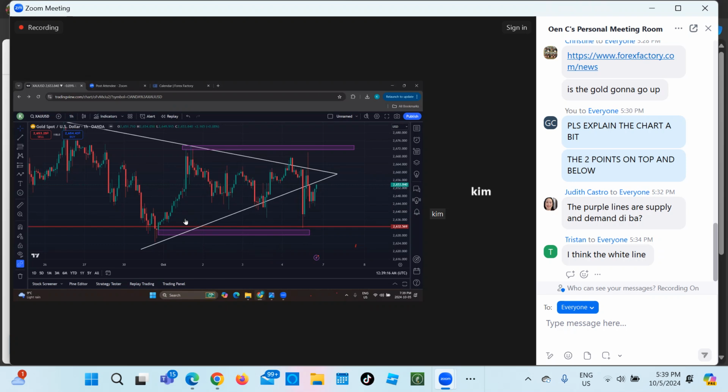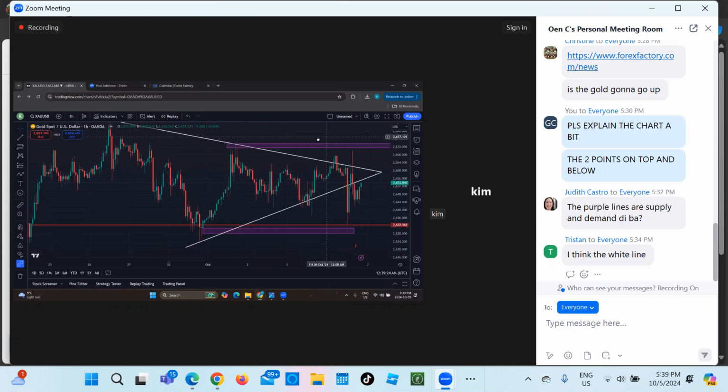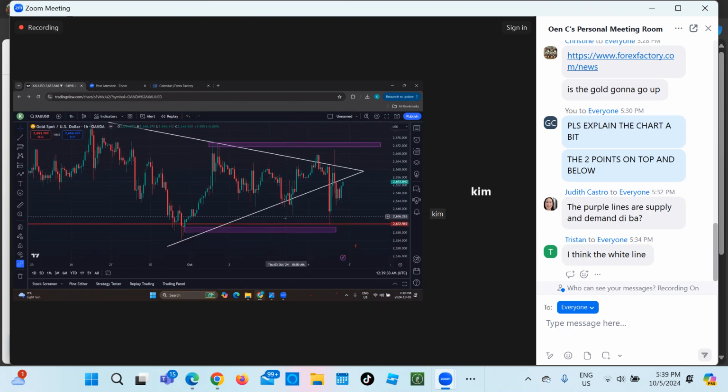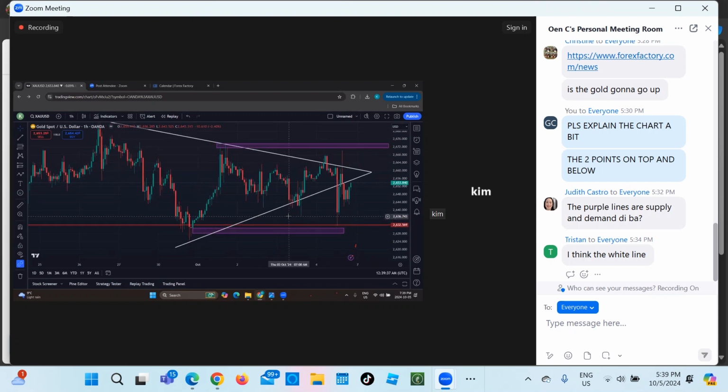The purple lines on the top is the supply. This is what I call the sell zone. And then this is the strong demand zone. I buy here around this area. This is what I call the swing trade.